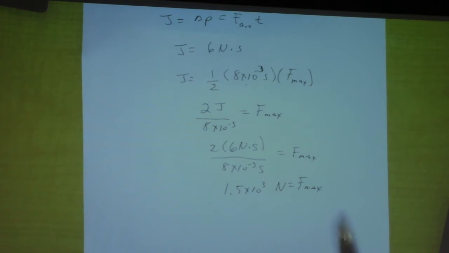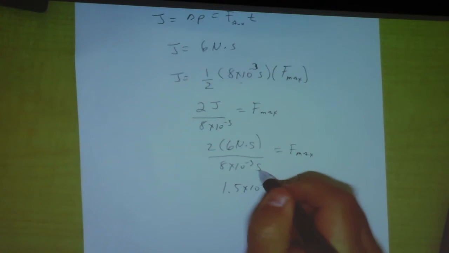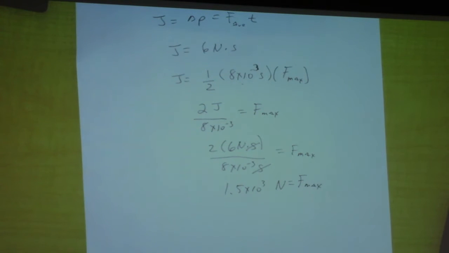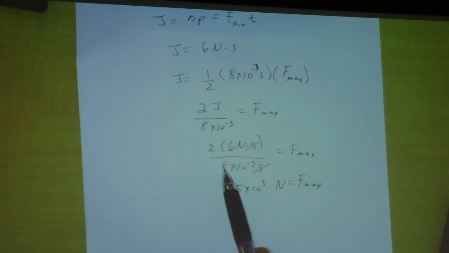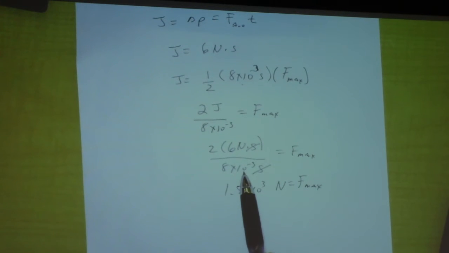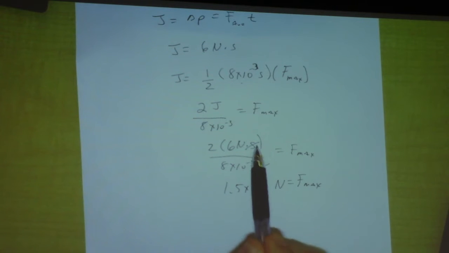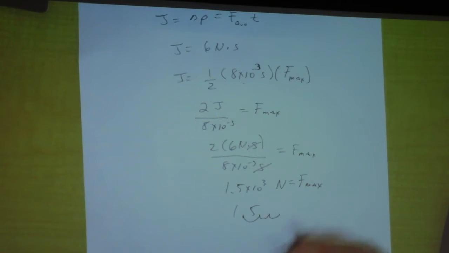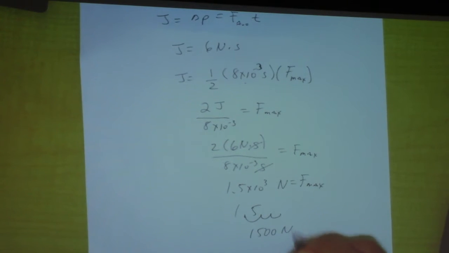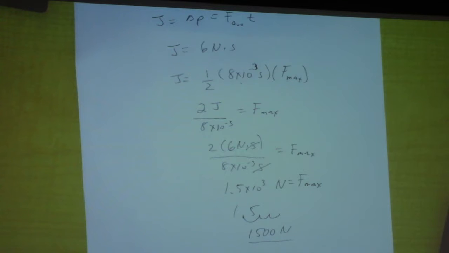Let's see if that makes any sense. The seconds cancel out, so we're left with newtons. So this would be 2 times 6, which is 12, divided by 8. So I think that's 1.5. And then 10 to the -3rd, when you bring it up to the numerator, becomes 10 to the +3rd. So 1, 2, 3. 1,500 if you want to. You could do it like that. So 1.5 times 10 to the 3rd newtons, or 1,500 newtons, same thing.